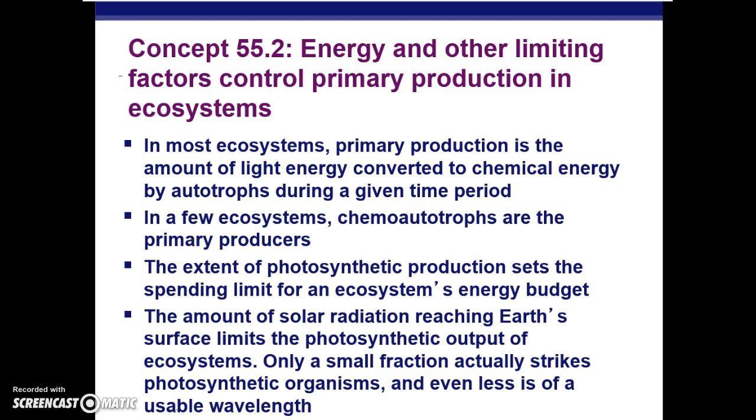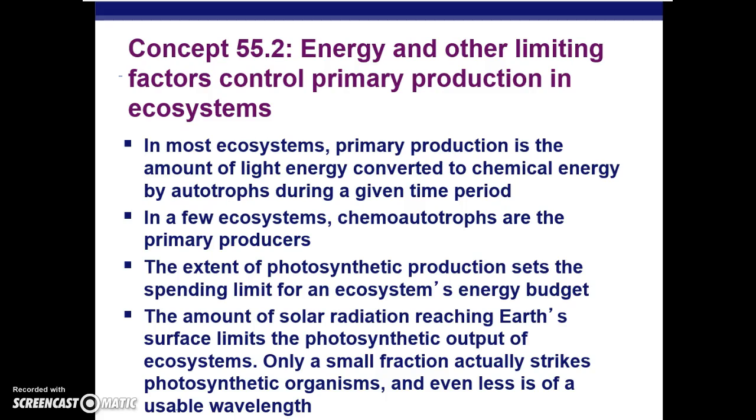In most ecosystems, primary production is the amount of light energy converted to chemical energy by autotrophs during a given time. So these are some definitions that you should be familiar with. So the definition for primary production. In a few ecosystems, there are chemoautotrophs, which make up the primary producers.